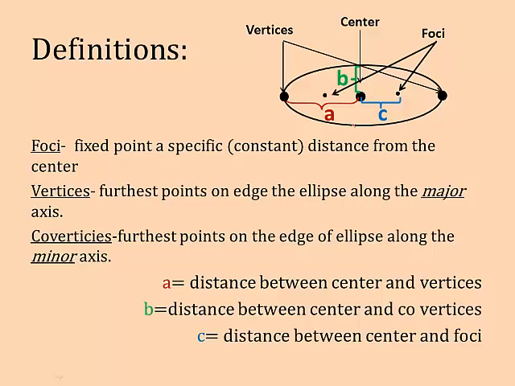Co-vertices are the furthest points on the edge of the ellipse along the minor axis, and that distance is called the B. A is the distance from the center to the vertice, B is the distance from the center to the co-vertice. So finding A, B, and C are essential. Finding A, B, and C are the essential parts of finding the equation of an ellipse. As you see, that's what we're going to be needing today.